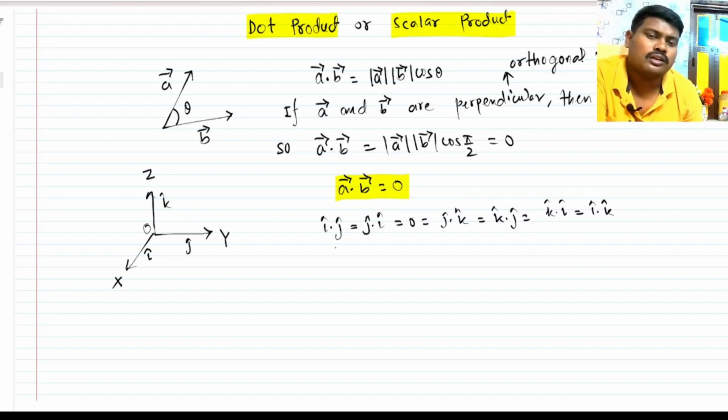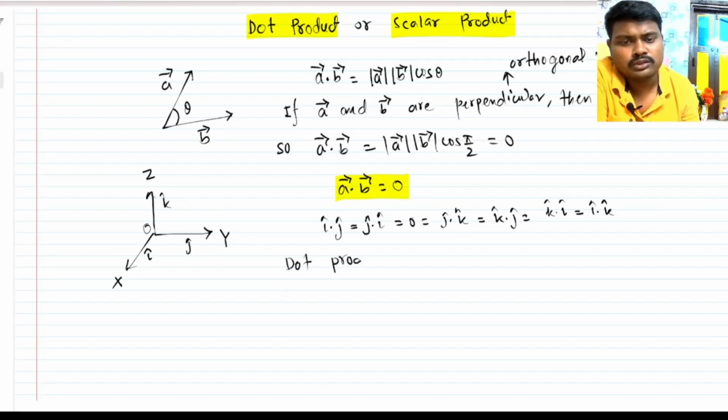Here we write both I cap dot j cap and j cap dot I cap, because the dot product holds the commutative property. Therefore, the dot product is commutative. Or simply you can say that A dot B is equal to B dot A. It is called the commutative property.